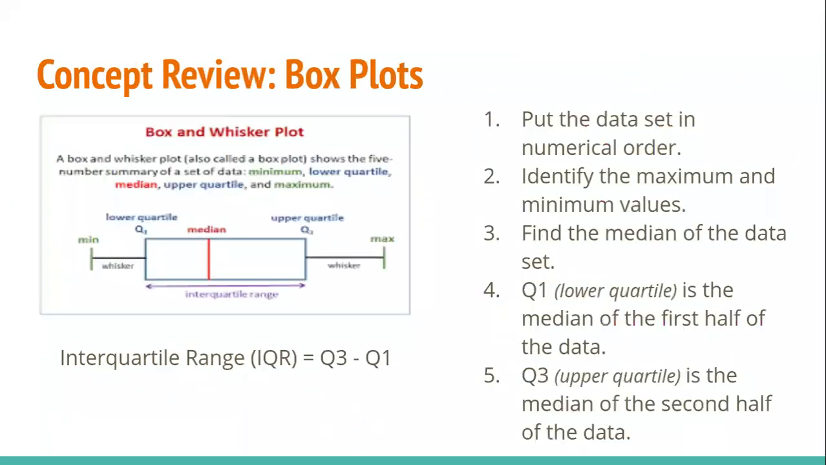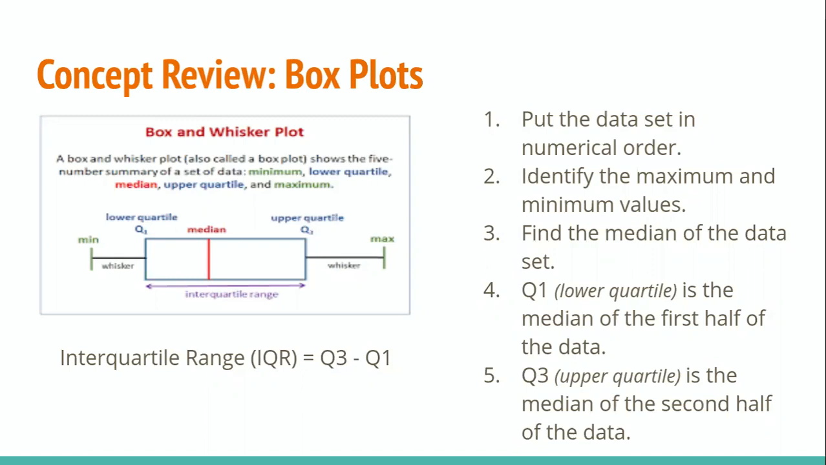So here is the review of the box plot. And again, it's a box plot or a box and whiskers, depending on where you are. Middle schoolers usually call it box and whiskers. High schoolers, college, they call it a box plot. So a box and whiskers plot, also called a box plot, shows the 5-number summary of a set of data. The minimum, the lower quartile, the median, the upper quartile, and the maximum.